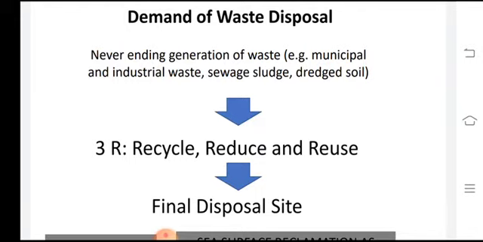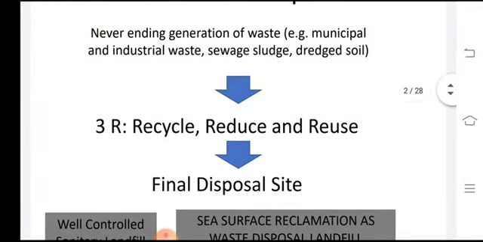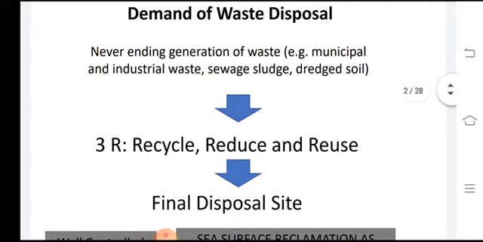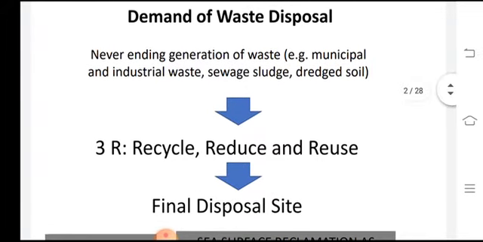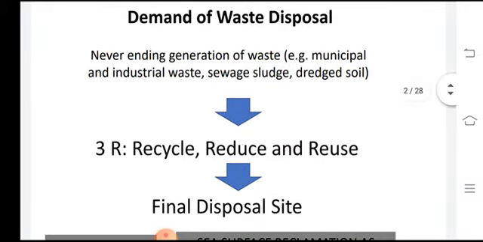Initially that landfill was called a dump site, but now we are using engineered landfills. And what actually defines an engineered landfill? It is that kind of sanitary landfill in which we have a very controlled environment, and we are not allowing any kind of environmental degradation which is hazardous for the residents of the nearby vicinity.